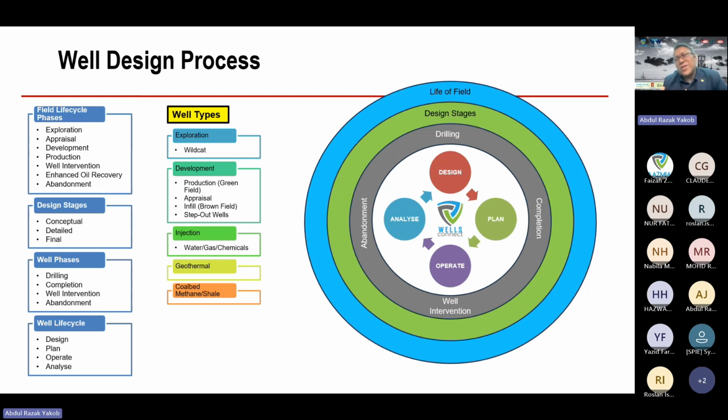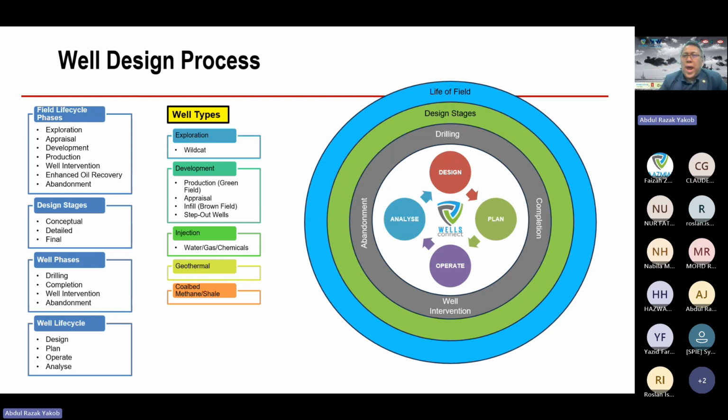So concept, of course, you think about it, you write it down, and then it becomes the concept. Then you have detail after you get more information and do a little more analysis, and then you get the detailed design. And then, of course, the final design before you go into execution.